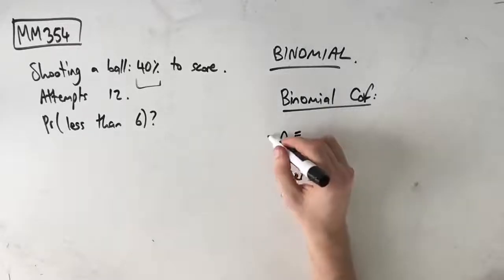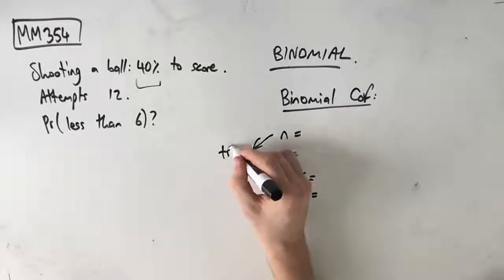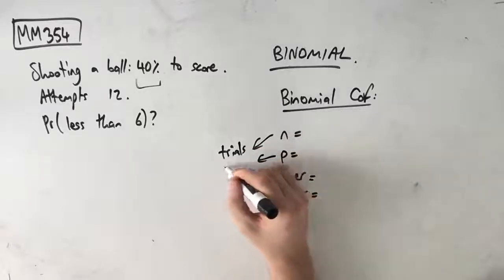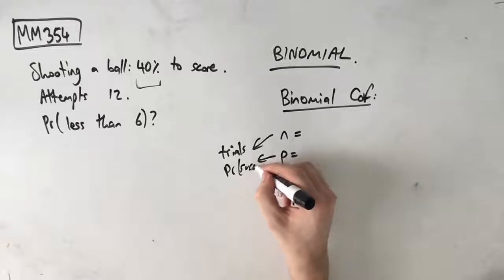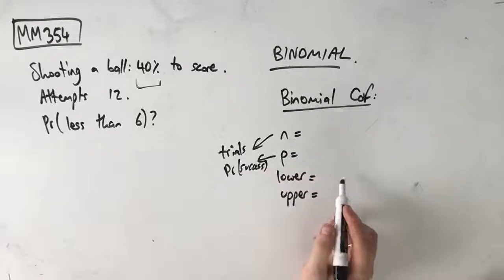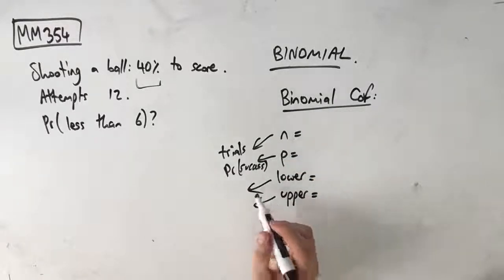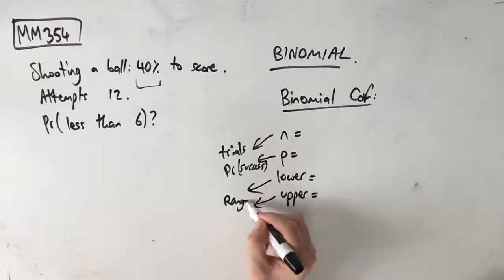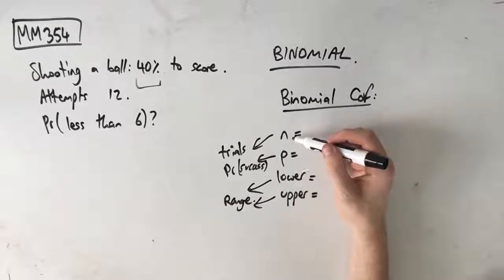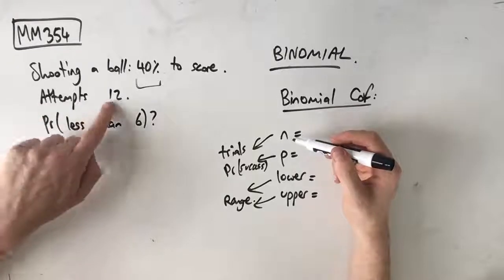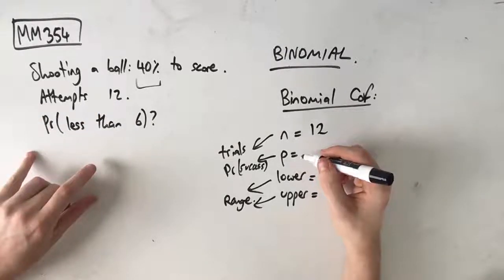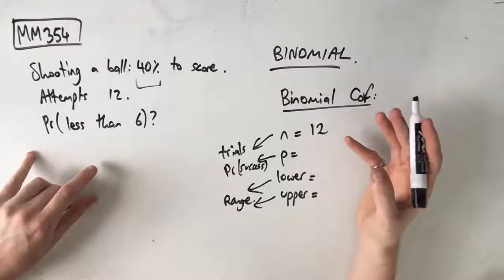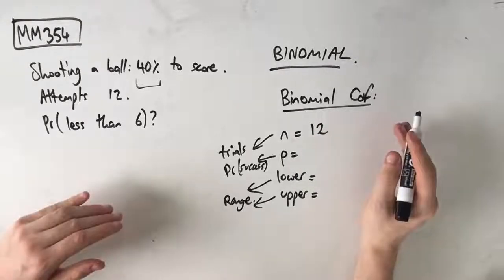So n is our number of trials. P is our probability of success of any given shot or attempt. And our lower and our upper are our range of values for what we're looking for. So the number of trials is the amount of attempts he has, 12. N and P are usually quite simple to recognize, and then the lower and upper are kind of where people get tripped up.